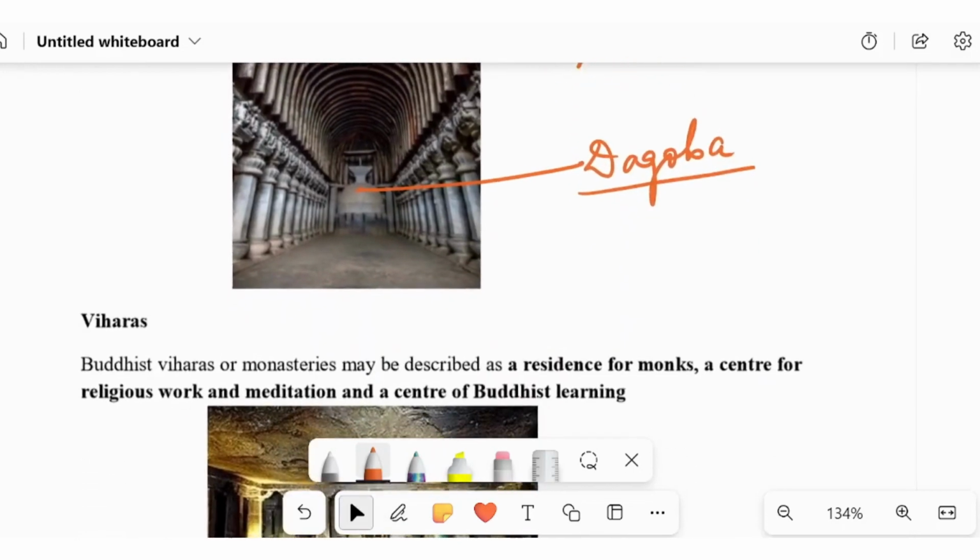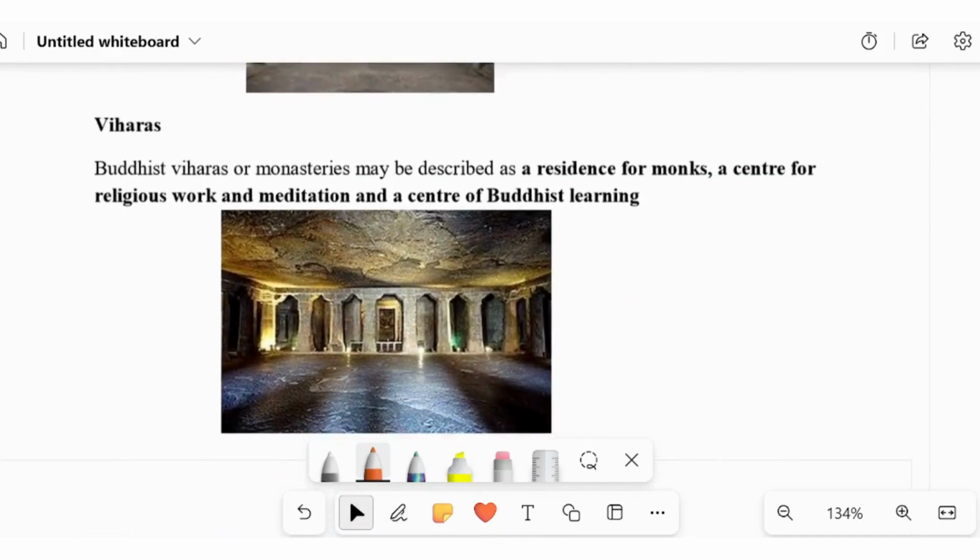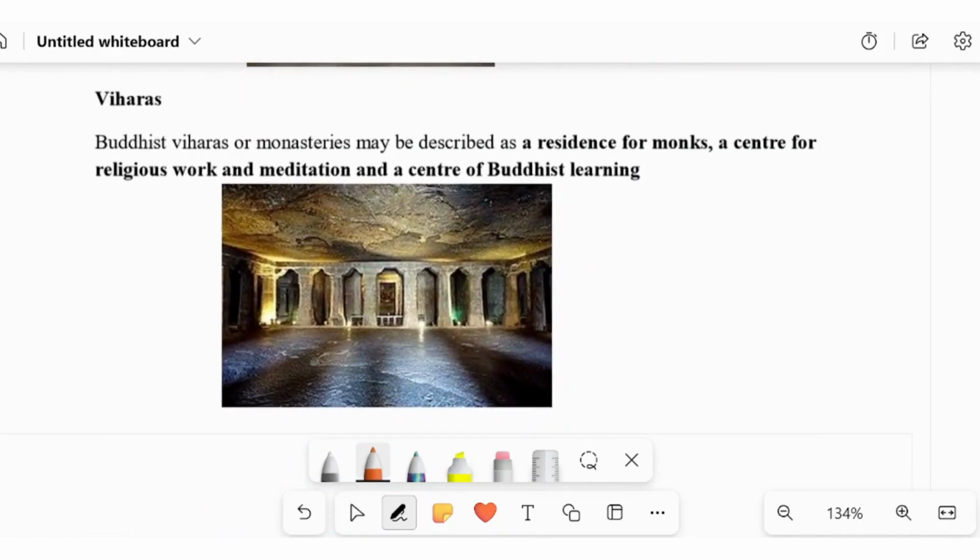Now, next we come to viharas. Vihara is basically a place where the Buddhist monks live and receive education. In fact, the word Bihar has originated from the word Vihar because basically Buddhism started from Bihar. So it was Vihar and gradually it became Bihar.